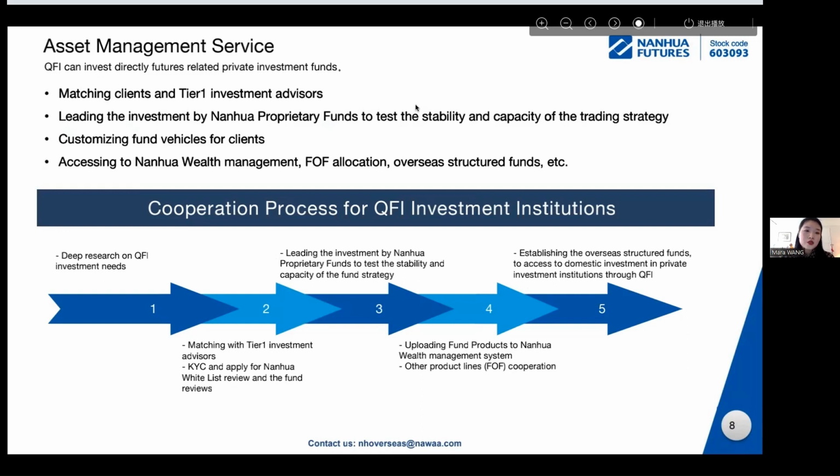We will match your needs first, and we will make sure all the investments you make are already proved by ourselves. Because if we find some interesting funds in the Chinese market, we will use our Nanhua prop funds to invest first to check the stability and the capacity. Then after 3 to 6 months, we will introduce them to our clients. We also work very closely with a lot of investment advisors to introduce to our outside investors.